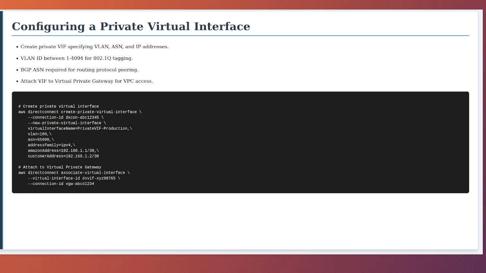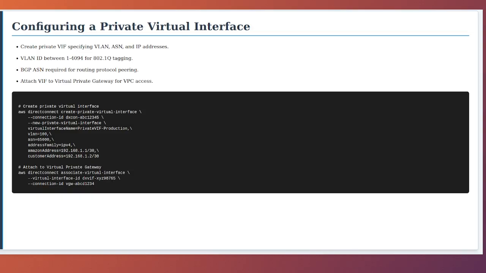The address family parameter specifies whether you are using IPv4 or IPv6. Most implementations use IPv4, but you can also configure IPv6 if your network supports it. The Amazon address and customer address parameters define the IP addresses for the point-to-point link between your router and the AWS router. These are typically configured as a /30 subnet in IPv4, giving you two usable IP addresses.